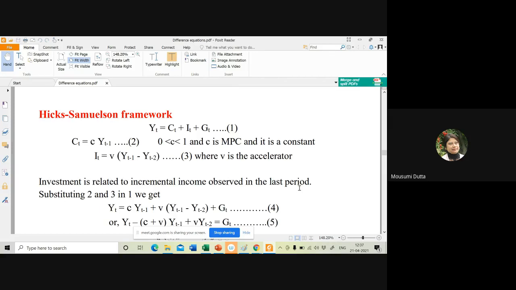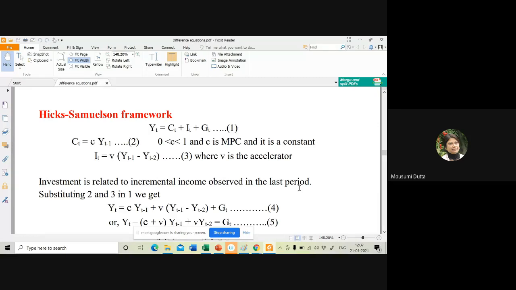As I discussed in the last framework, present period consumption expenditure is a function of last period's income. So there is a lag between consumption and income. Whatever I earned in the last period, on the basis of that I am planning the consumption expenditure for the present period. So there is a lag of one period in the interrelationship between C_t and Y_t.